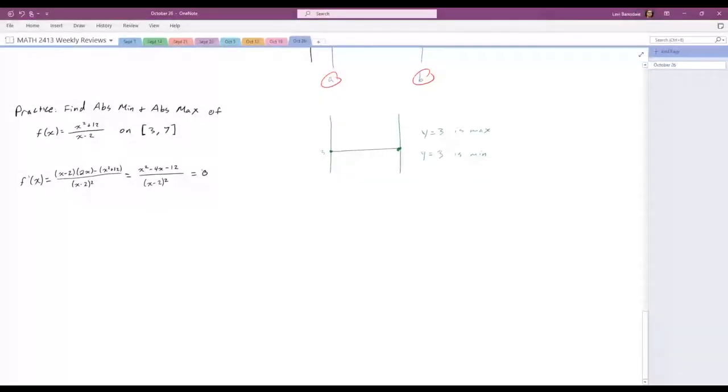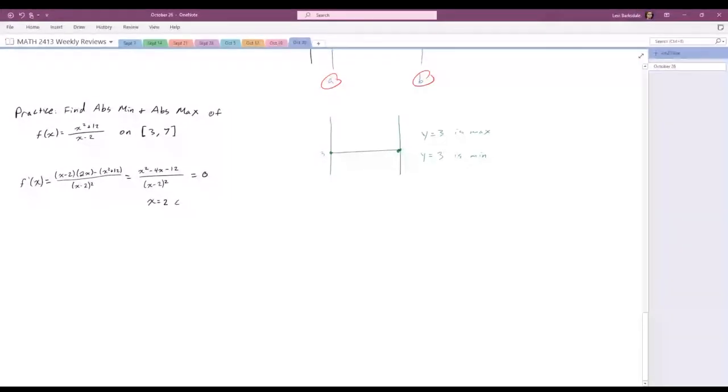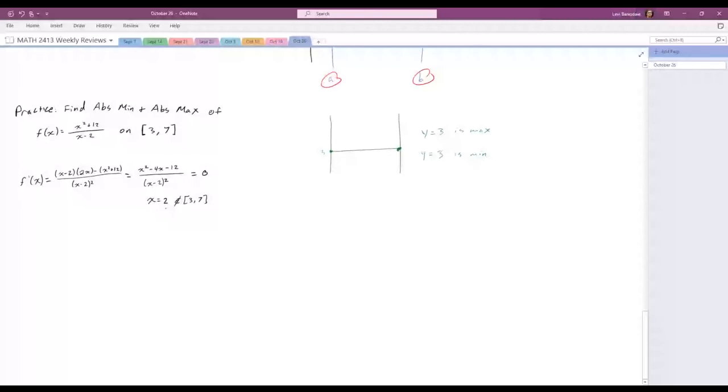Provided that x is not equal to 2, I won't be dividing by 0. So first off, my derivative is undefined at x equals 2. That would be one critical point, except I only care about the interval from 3 to 7. Because 2 is not in the interval from 3 to 7, I'm just going to ignore it.